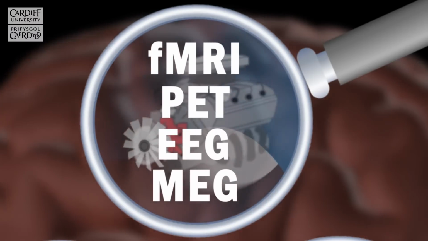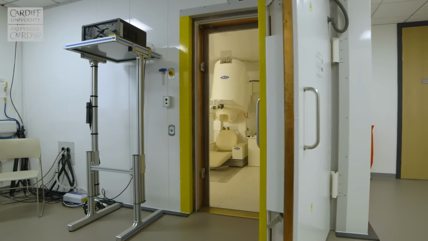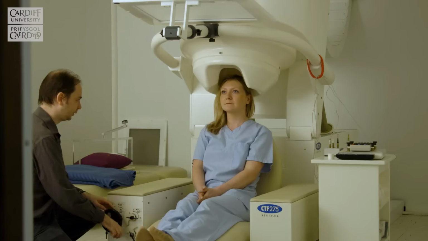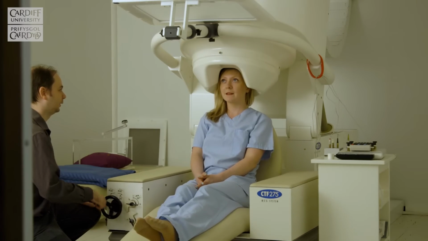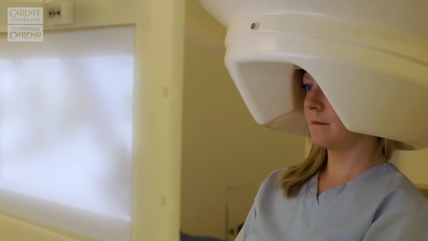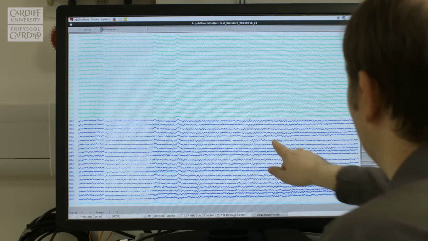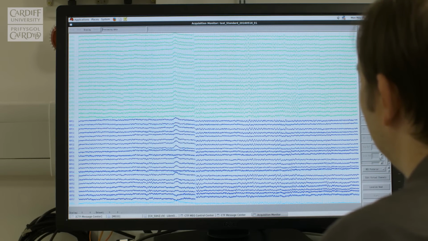MEG stands for magnetoencephalography and is similar to EEG in many ways, but detects the magnetic fields associated with brainwaves rather than their electrical fields. Similar to EEG, MEG has good temporal resolution, but magnetic fields are less affected by the tissue they pass through as they reach the sensor.